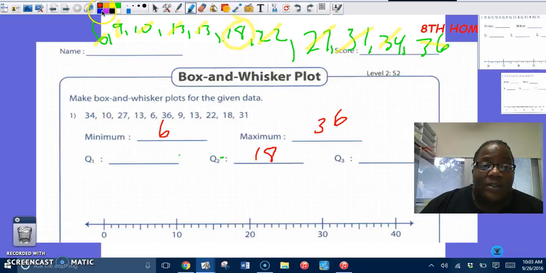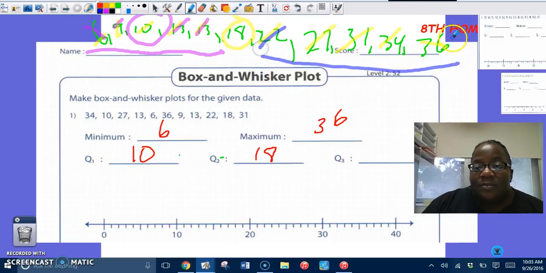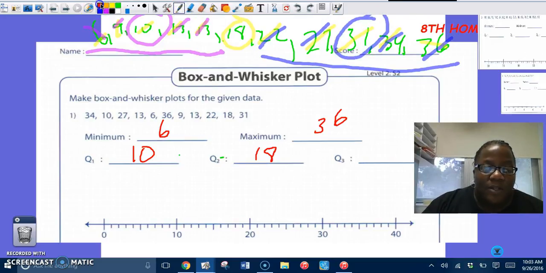Now that we have quartile 2, it makes it easier to figure out quartile 1. For quartile 1, I look at all the numbers that are before the middle, and I find the median of that set of numbers. Goodbye, goodbye, goodbye, goodbye. 10 is the middle of that set, so that's quartile 1. And then last but not least, quartile 3 will be all the numbers that are after your middle number, and we find the median of this set. Goodbye, goodbye, goodbye, goodbye. Well, that was easy enough. Quartile 3 is going to be 31.